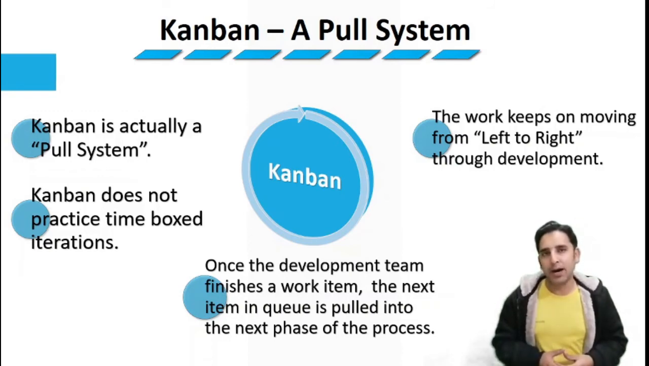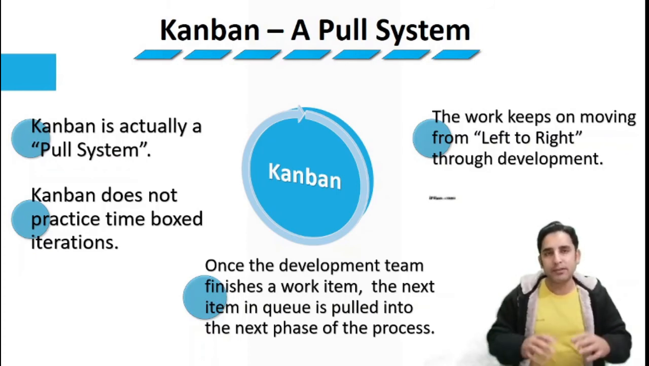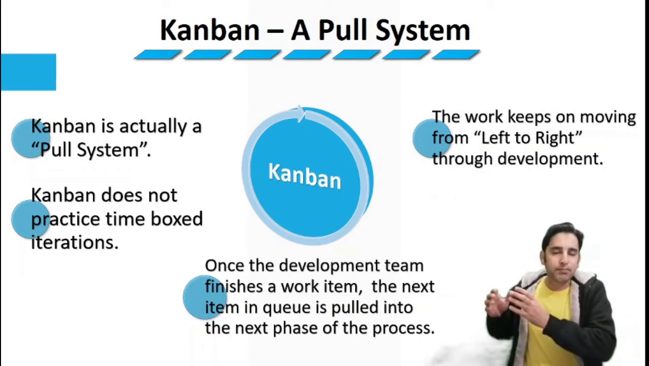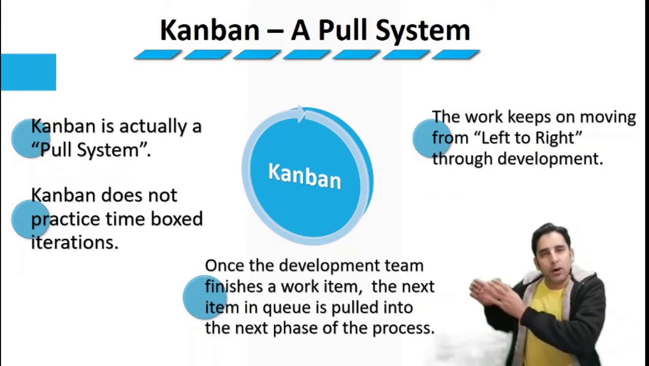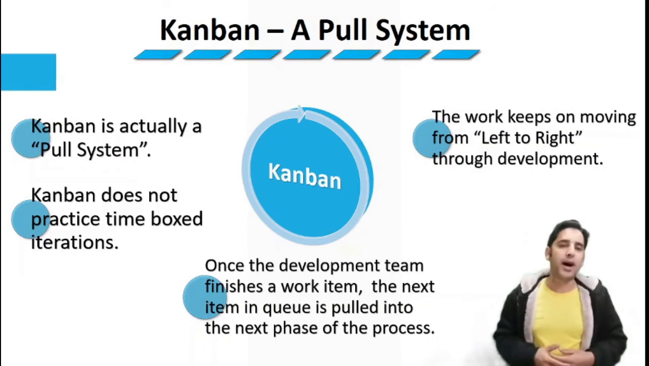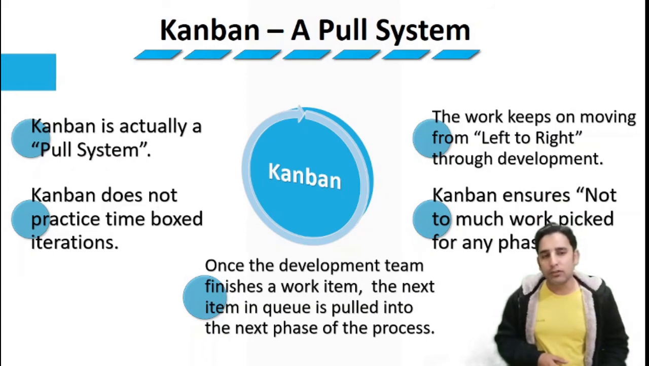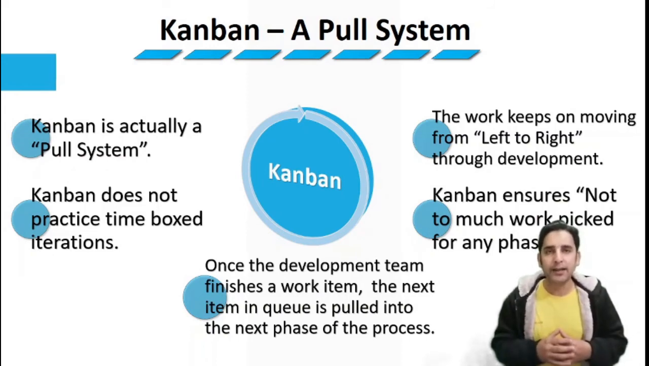But in Kanban, we do not actually practice a time-box iteration. Rather, Kanban is a pull system. It doesn't depend upon a time-box iteration, but rather it just picks the items from left to right from the Kanban board. Kanban ensures that not too much work is picked for any phase, which means that Kanban has its own work in progress limits.